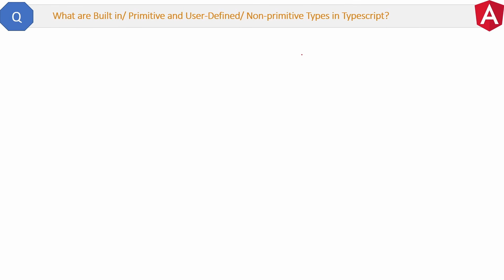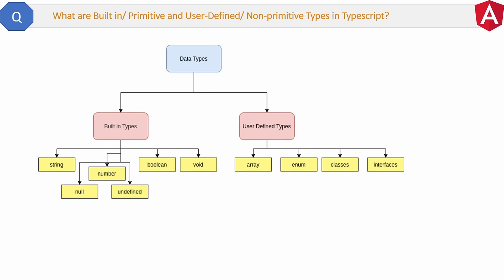Here is the question. What are built-in primitive and user-defined non-primitive types in TypeScript? Like every other language, we have types in the TypeScript language also. These types are divided into two categories. One is built-in, or we can say primitive or basic types, and the other is user-defined, or we can say non-primitive data types. Here you can see which data type comes in which category.